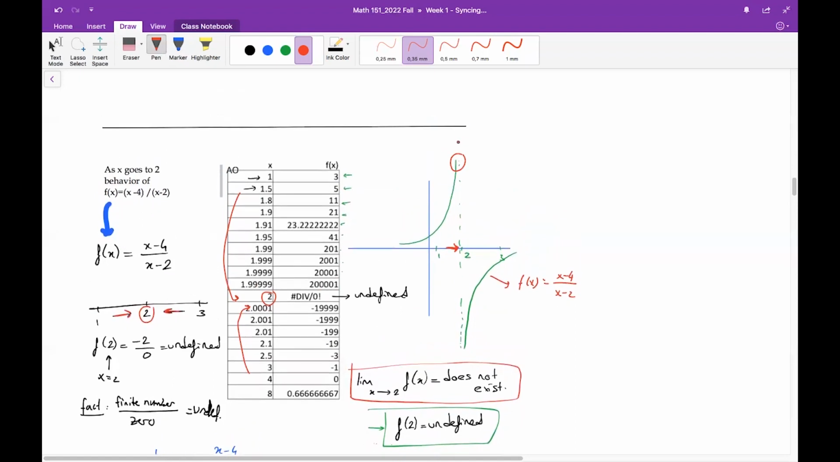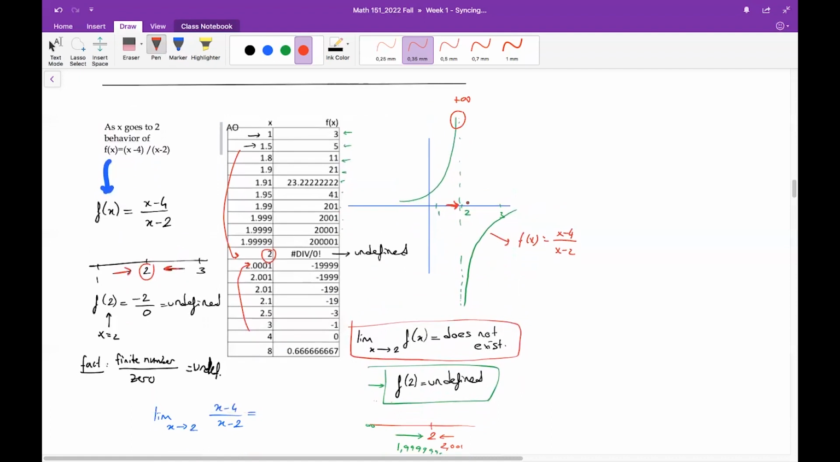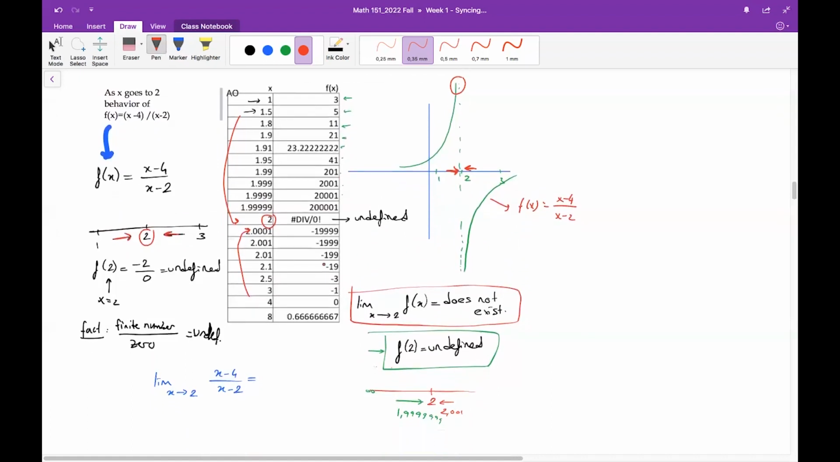So if you get closer and closer to 2, you will understand that the values of your function approach plus infinity. And if you look at it from this direction, then you see that the values are getting really, really small, and they fall really fast to minus infinity.